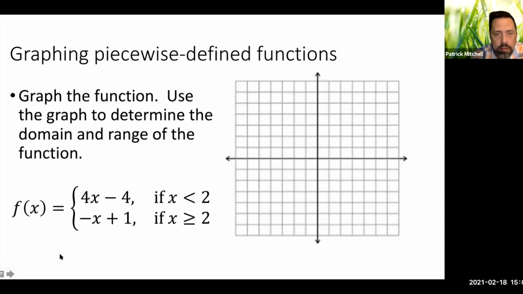Okay, the next example. There's actually another piece to this which we can do together. It says graph the function and then use the graph to determine the domain and range of the function. This function is f of x equals 4x minus 4 if x is less than 2, and is equal to negative x plus 1 if x is greater than or equal to 2. So please pause the video and try to do the graph. All right, and then come back and compare notes, and we'll talk about how to find the domain and the range.